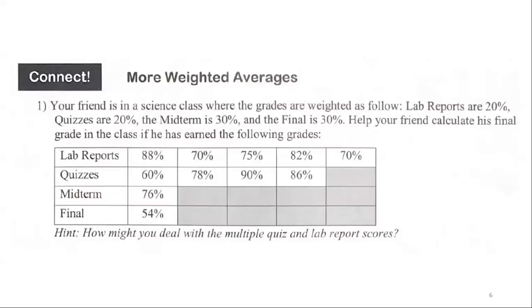Okay, it says here your friend is in a science class where the grades are weighted as follows. Lab reports are 20%, quizzes are 20%, the midterm is 30%, and the final is 30%. Help your friend calculate his final grade in the class if he has earned the following grades.